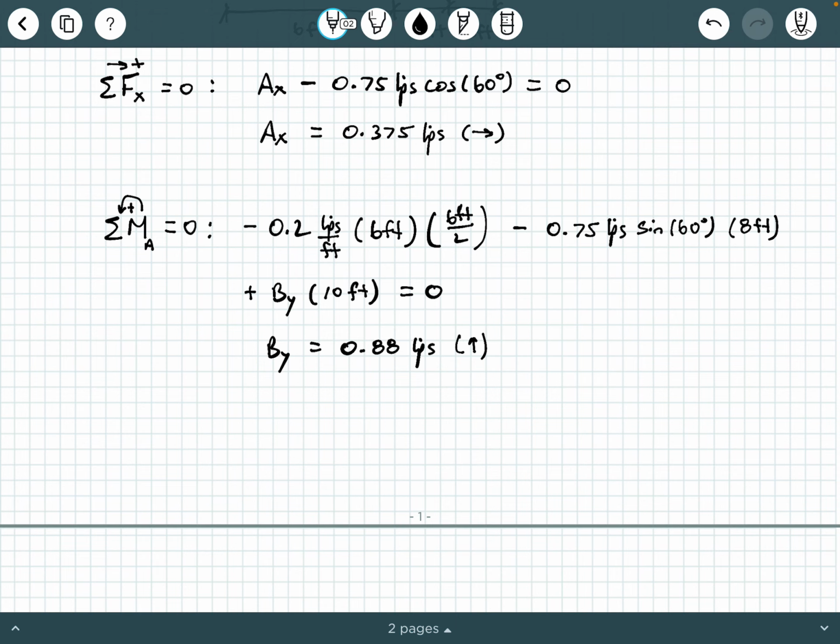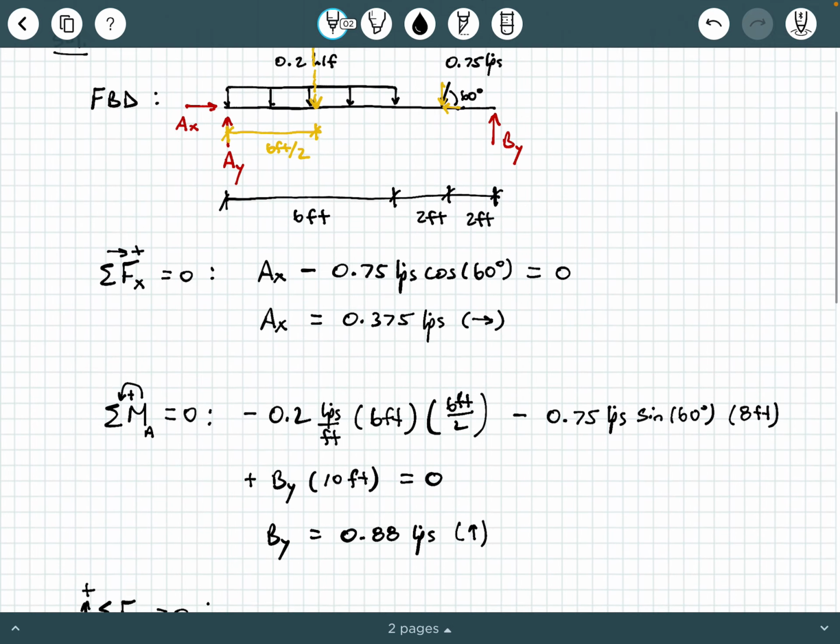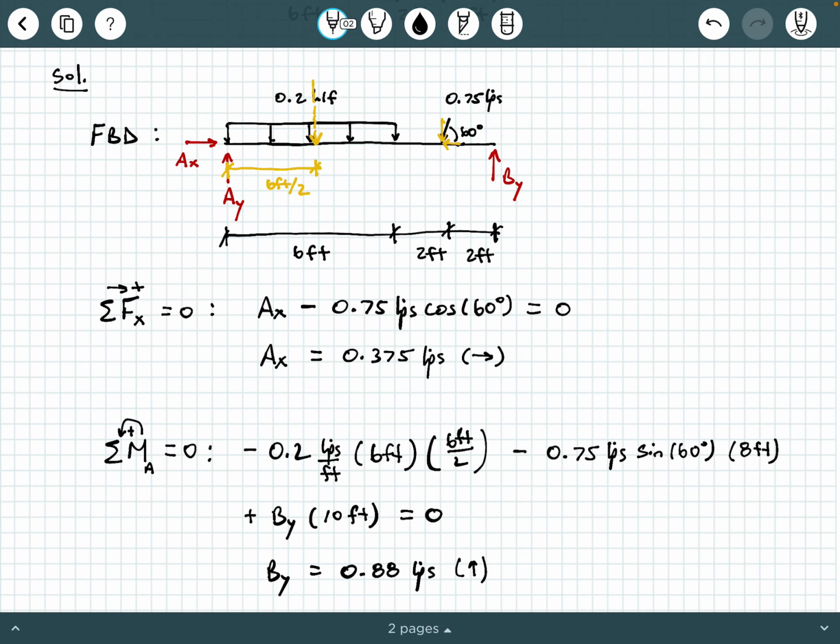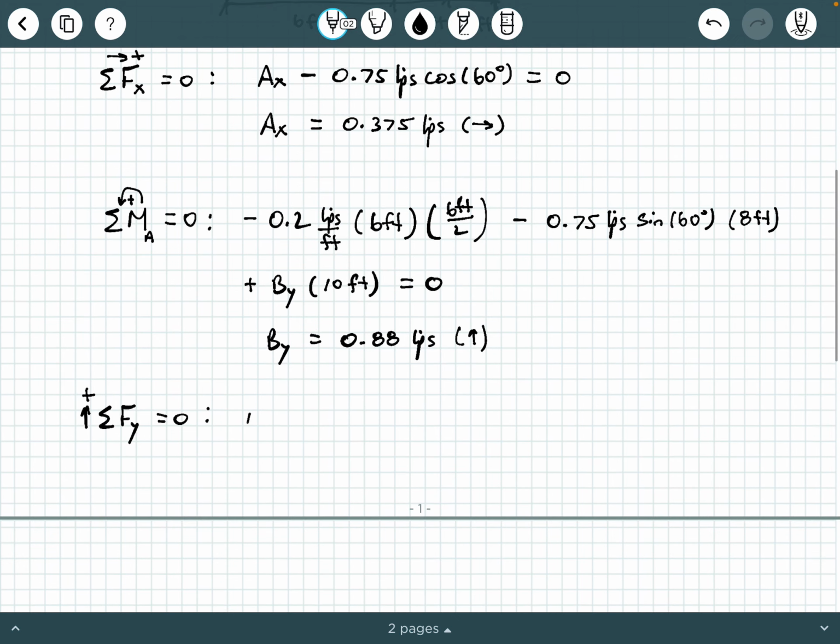Our last equilibrium equation we're going to use is sum of the forces in the y direction equals 0, and we're going to take vector forces pointing up as positive. So looking back at our free body diagram, you want to look at everything that has a vertical force component in this entire free body diagram. The first thing we're going to encounter is AY. AY is pointing upwards. So we're going to start with just writing a positive AY.